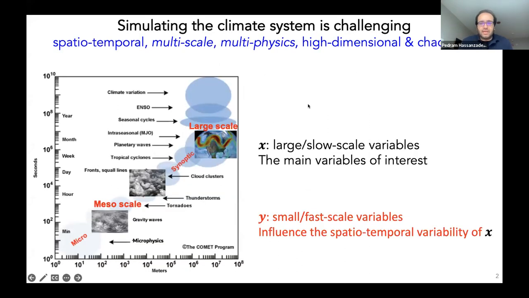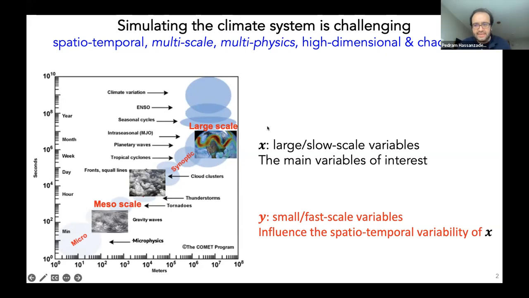So as you know, simulating the climate system is challenging. A major source of the challenge is that we are dealing with a multi-scale, multi-physics system. And this cartoon here is just a reminder of the broad range of time scales and length scales that we have in the atmosphere. You can make similar cartoons for the ocean, for land, cryosphere, like the whole climate system together. And even though in many applications we are interested in predicting what's going on here, the large and the slower scales.